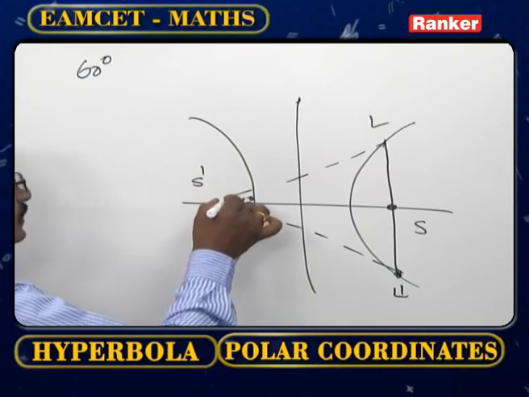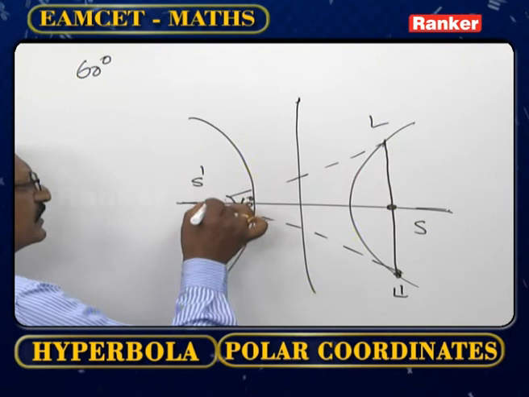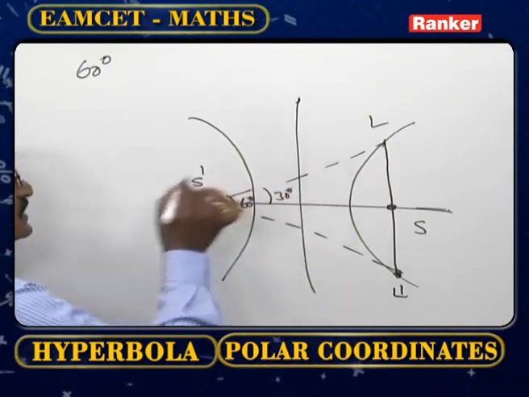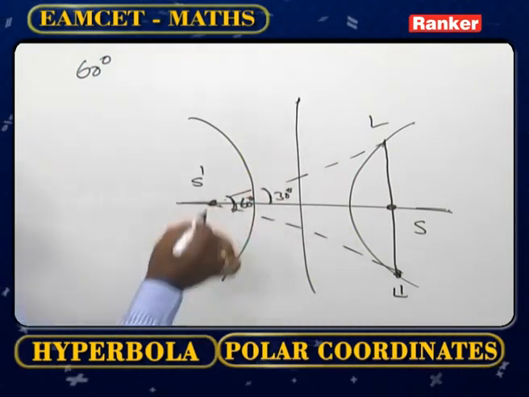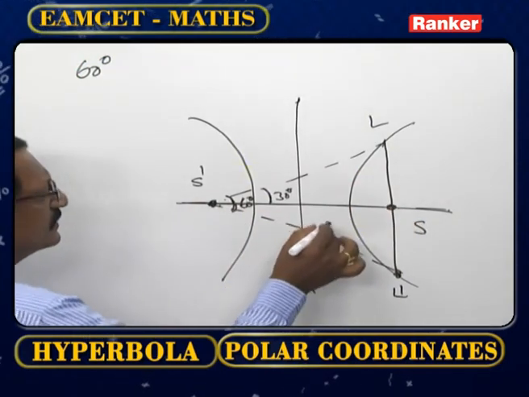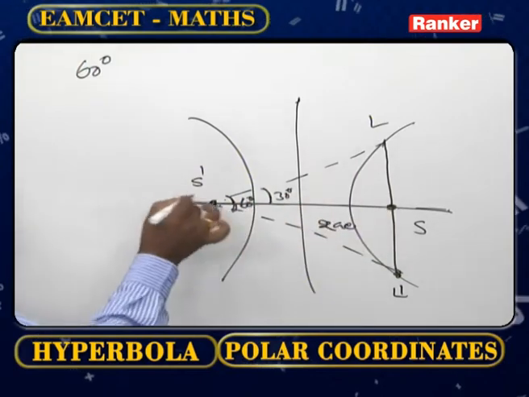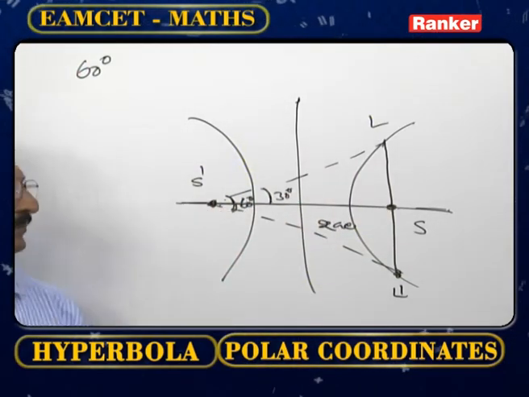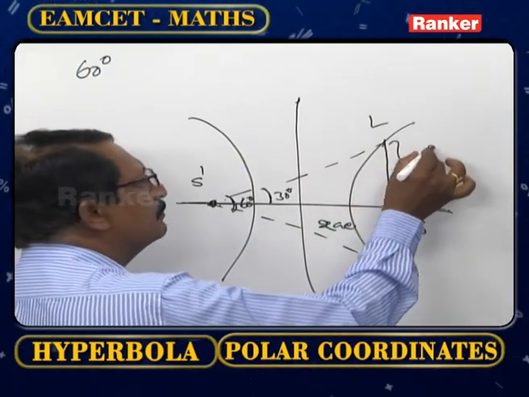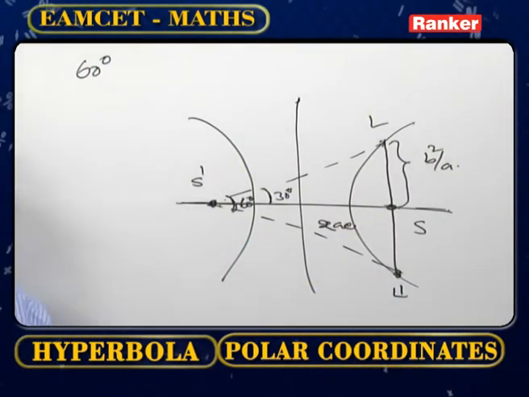Now, here the transverse axis is the angular bisector of angle L S dash L dash. Now, semi angle equals 30 degrees. Now, always the distance between foci S and S dash equals 2AE. Next, length of the semi-latus rectum SL equals b square by a.